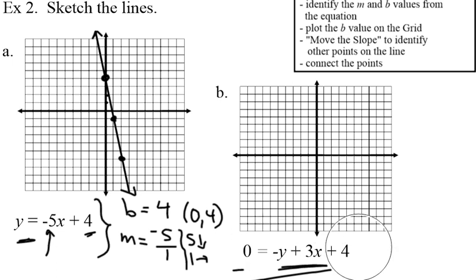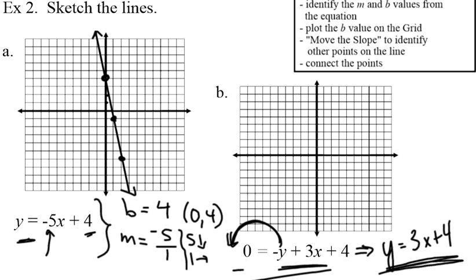This one, I notice that my y is negative. I don't want a negative y, so I'm going to move it over. That then gives me a positive y by moving it, and I have 3x plus 4. There's my slope-intercept. My intercept is at 4. My slope is 3, or 3 over 1, which means it's up 3, over 1. Or down 3, left 1.